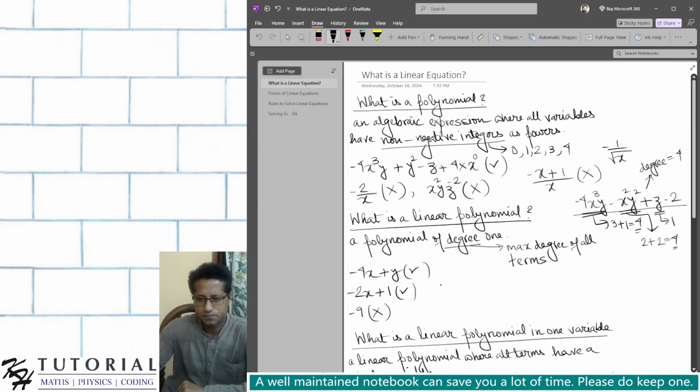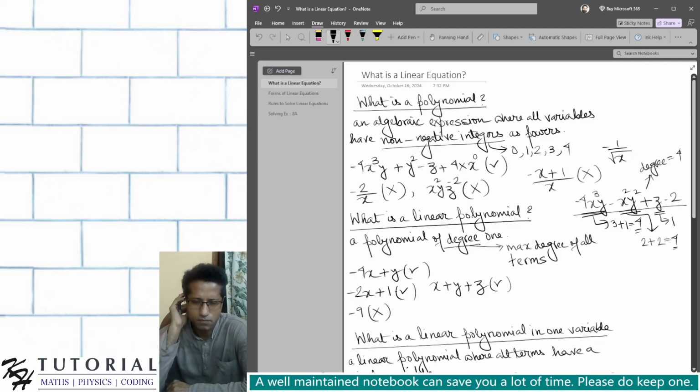Other examples could be, let's say, x plus y plus z. This is also a polynomial of degree 1, because all the terms have degree 1. But this polynomial x plus y plus z has 3 variables, while minus 4x plus y has 2 variables. So it is a linear polynomial in 2 variables. The polynomial minus 2x plus 1 has only 1 variable, x, so it is a linear polynomial in 1 variable. X plus y plus z is a linear polynomial in 3 variables, because we have x, y, z.